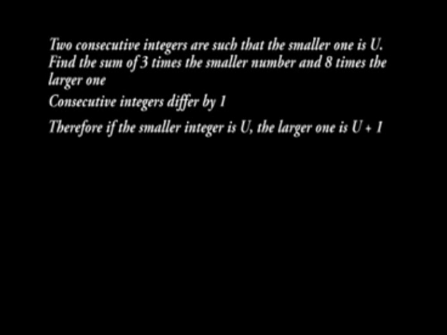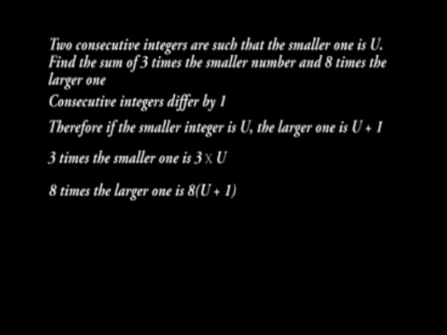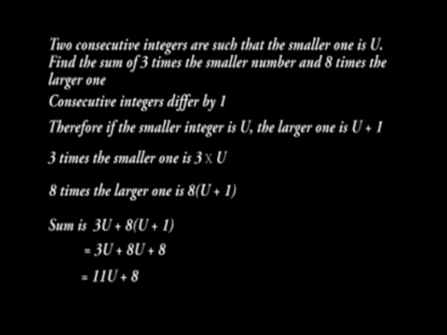3 times the smaller one is 3 times u. 8 times the larger one is 8 times (u + 1). The sum is 3u + 8 into (u + 1), and the answer is 11u + 8.